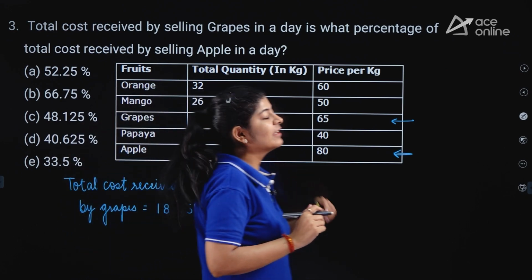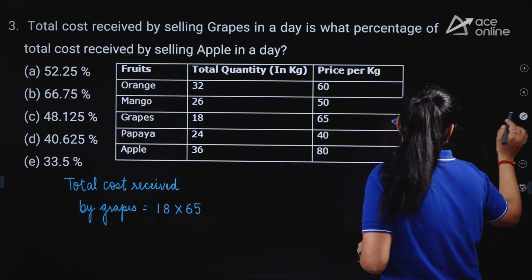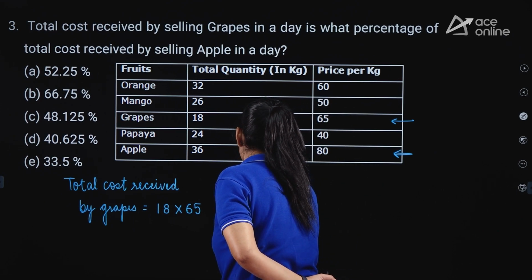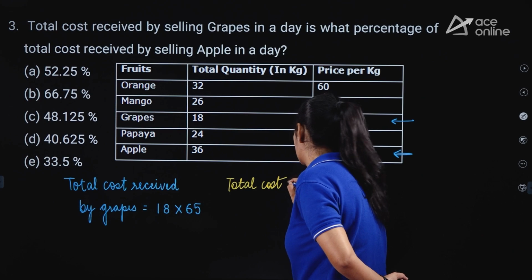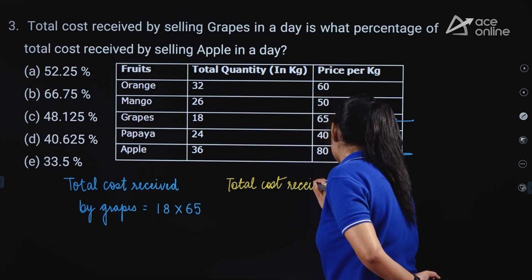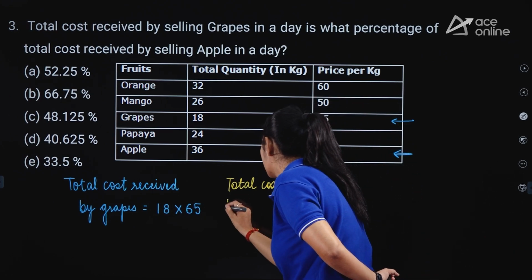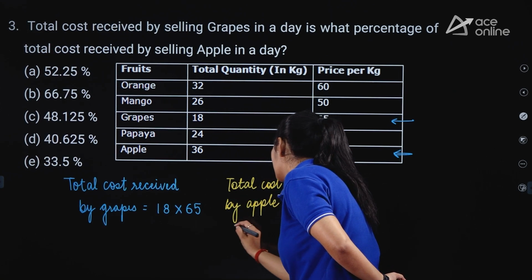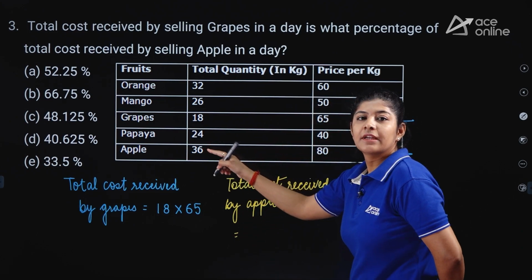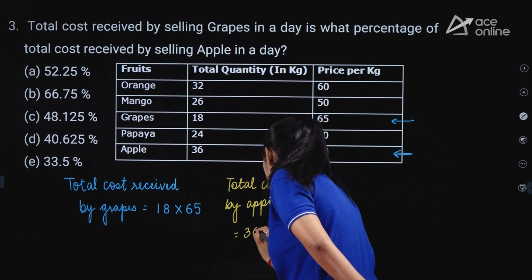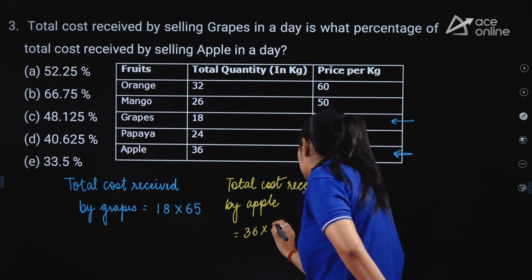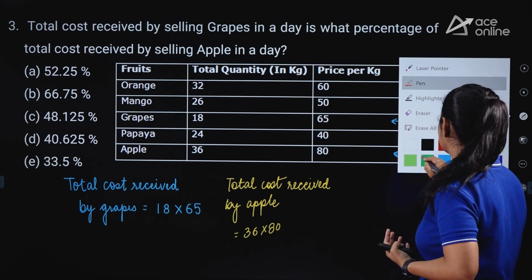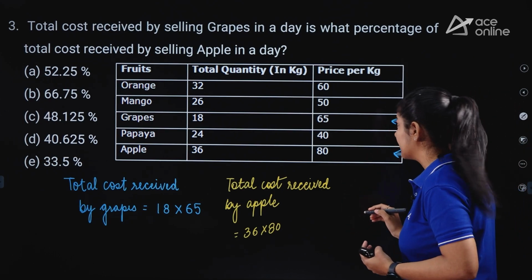Now we have one more fruit, that is apple. So we can say that the total cost received by apple is: the total quantity sold is 36 at the rate of 80 rupees per kg. But we have to find out the percentage, right?